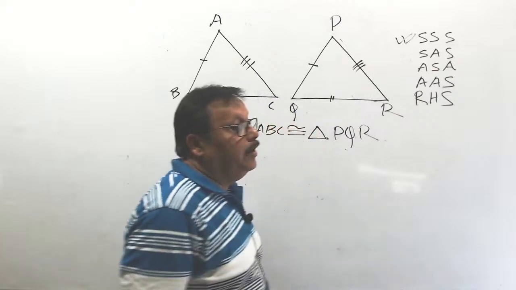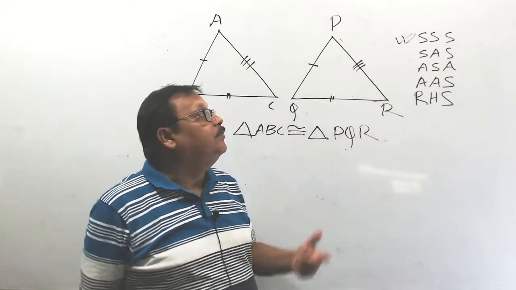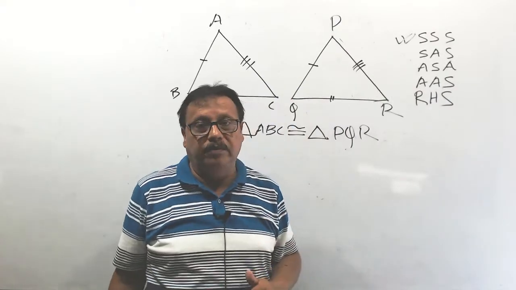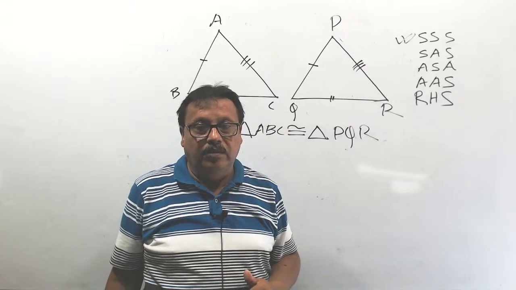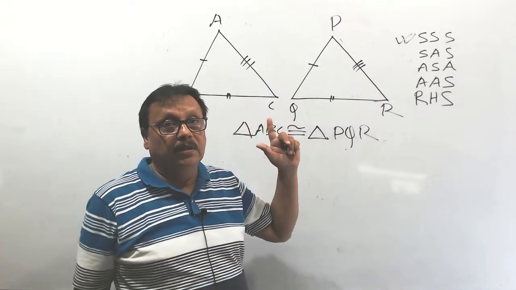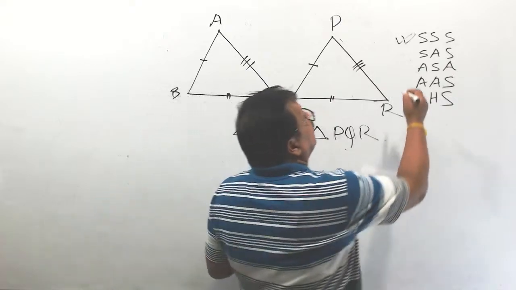Now, a question may arise in your mind. How will you prove that three sides are equal? The condition will be given to you in the problem. By using the given conditions, you have to prove that the three sides are equal. Is only this condition enough? No. There is a second condition.